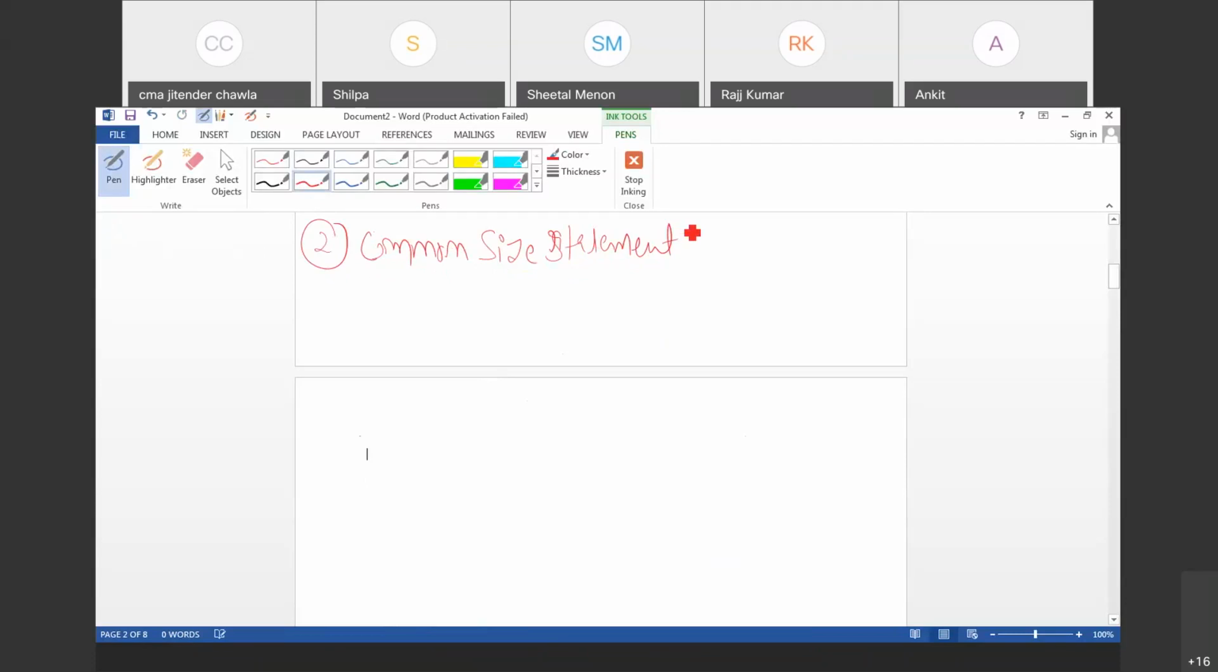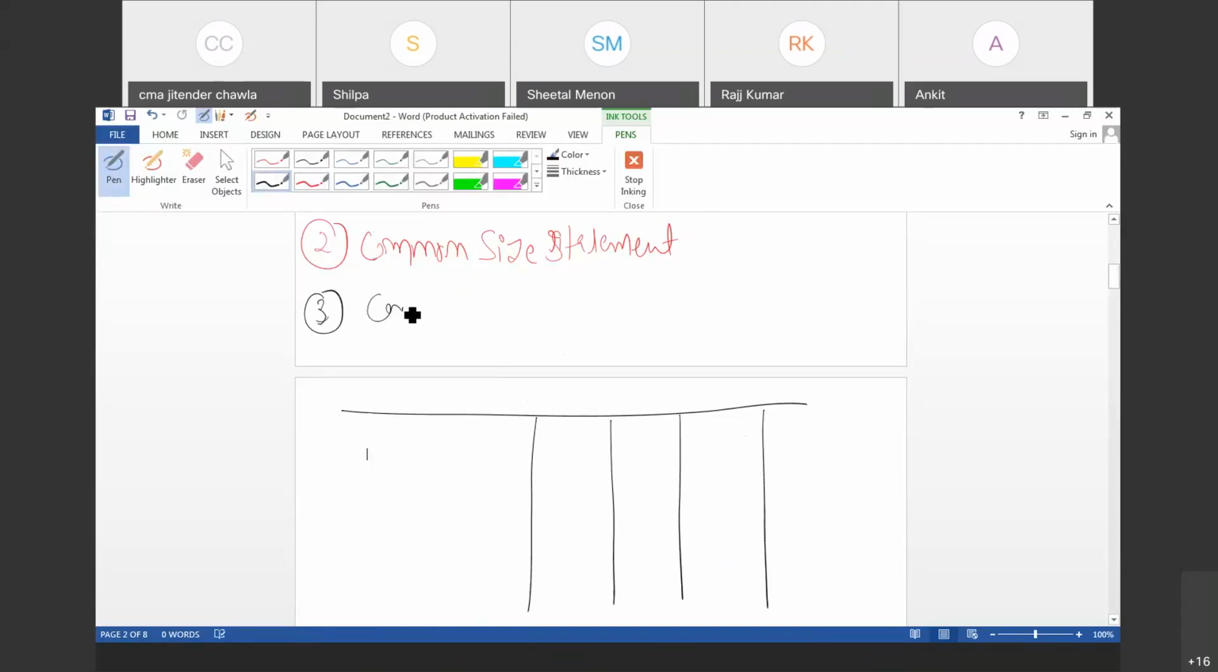Am I allowed to take a hypothetical example? Common size and comparative, right? Comparative statement. Third one is comparative statement. Fourth one is trend analysis. First one is ratio analysis.